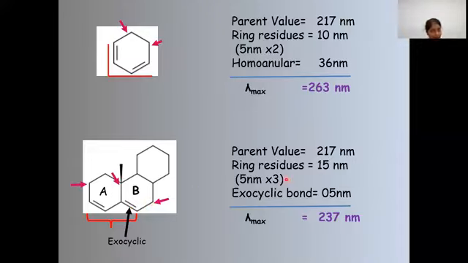So for 3 ring residues, 15 nanometer increment will be added, and for ring A, this bond will be exocyclic. So there is 1 exocyclic double bond. With the parent value, 2 increments will be added. First for the 3 ring residues, and second for the 1 exocyclic double bond. Total value will be 237 nanometer.